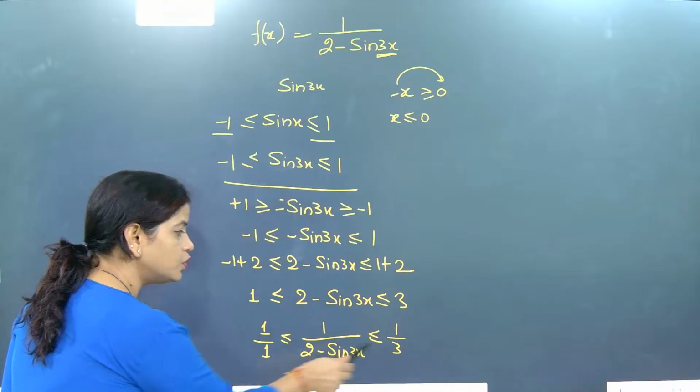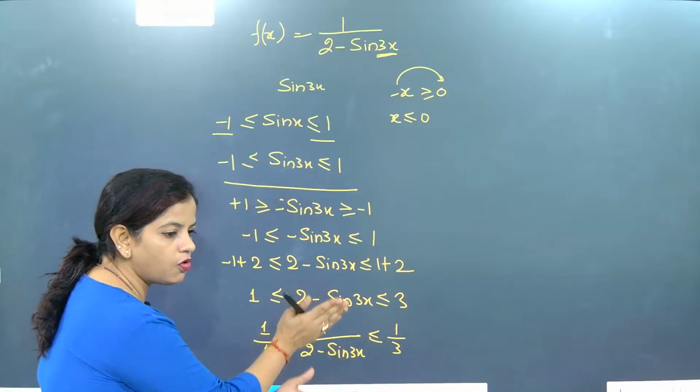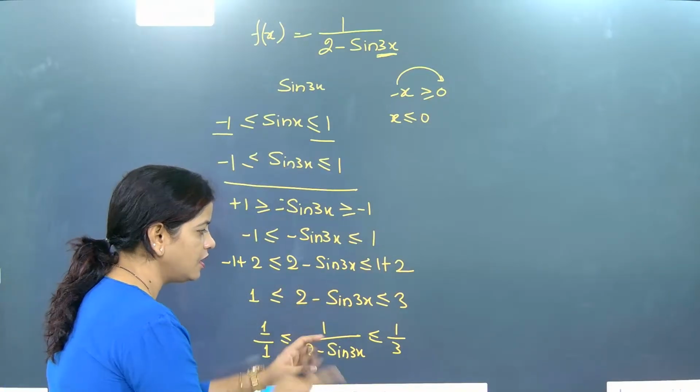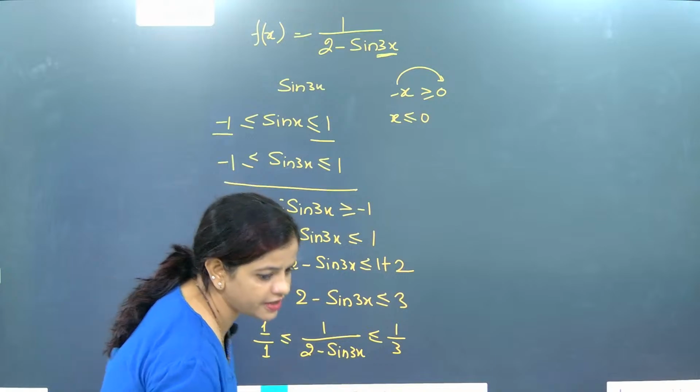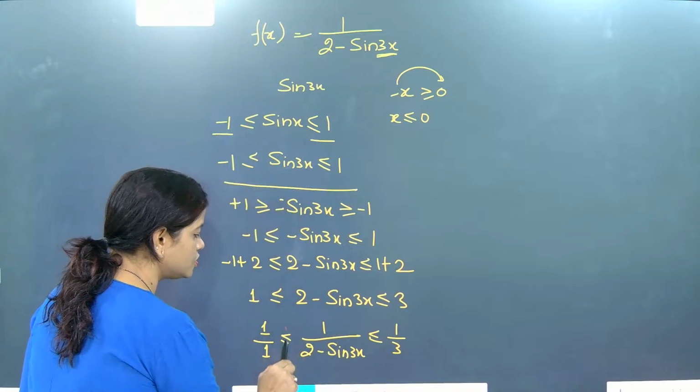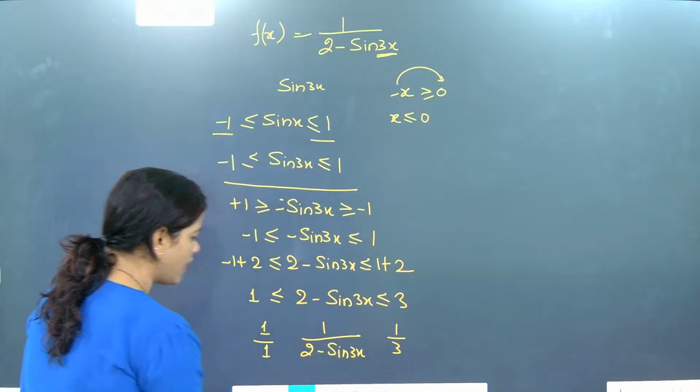So here don't keep this sign, because the moment you alter it, 3 is greater than, but 1 by 3 will become less than. So here only most of the students make a mistake. This sign you have to change.